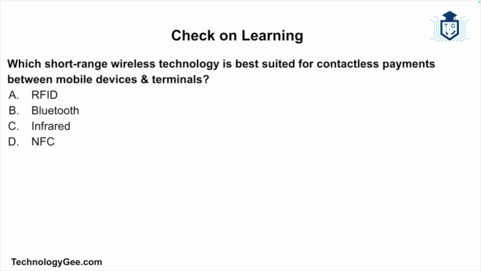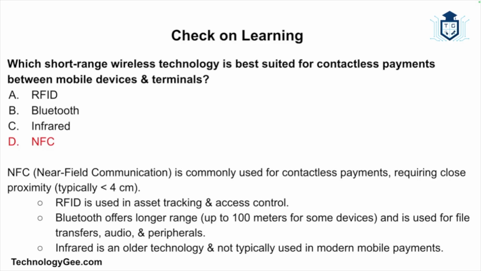And our final question is, which short-range wireless technology is best suited for contactless payments between mobile devices and terminals? Would this be RFID, Bluetooth, infrared, or NFC? And the correct answer is NFC, or near field communication, and this is commonly used for contactless payments requiring close proximity, typically less than 4 centimeters.